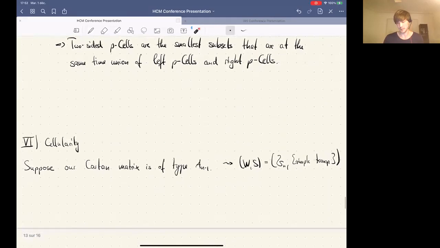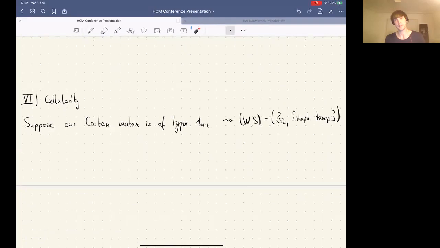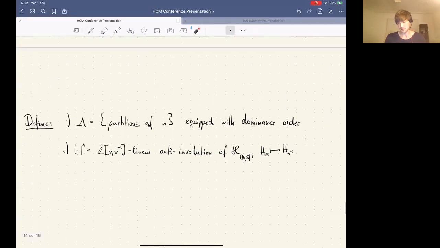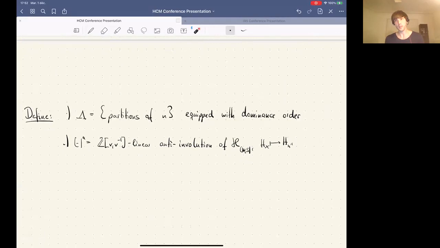Well, then let me move on to the last part, in which I want to come back to our classical, or running, example. Suppose that the Cartan matrix we fixed is of type A_{n-1}, so the crystallographic Coxeter group is the symmetric group with the simple transpositions. Now I want to define a cellular datum for the Hecke algebra. First, let Lambda be the set of partitions of n, and equip this with the dominance order.